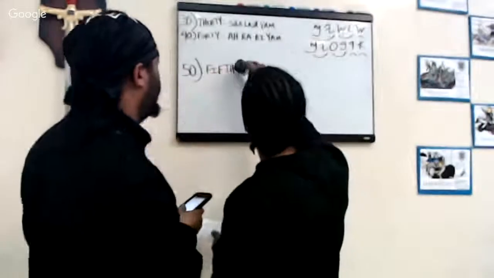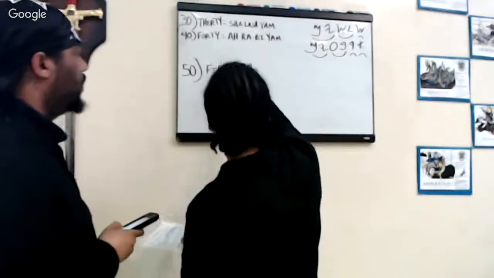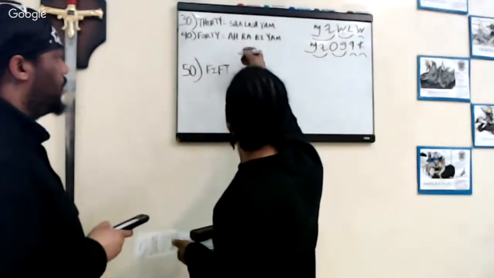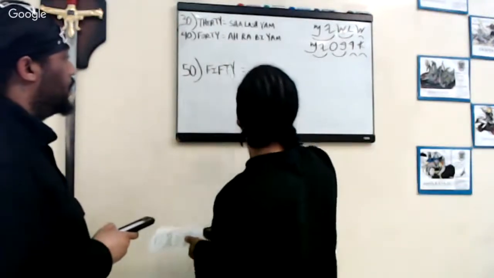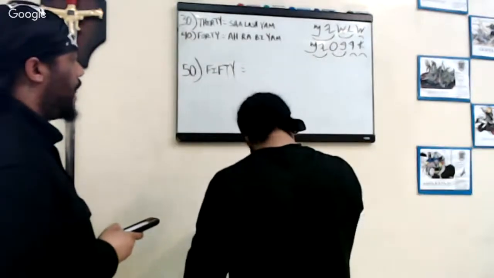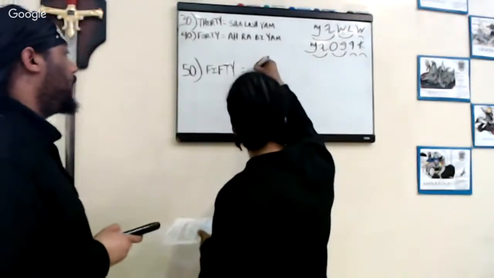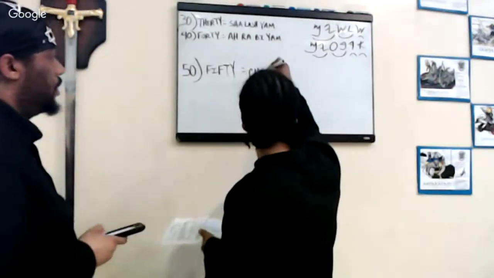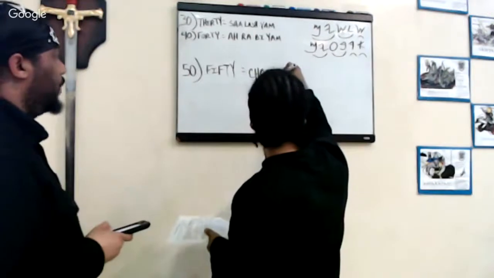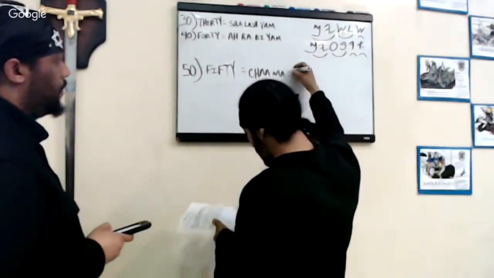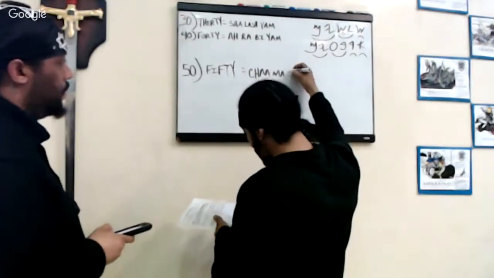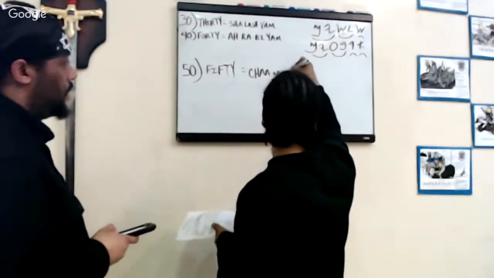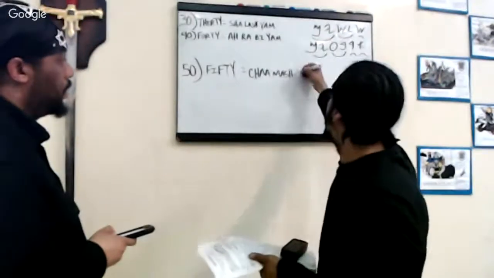F-I-F, right, erase the H. So 5 in Hebrew is what? Chamash. So 50 would be what? Chamashim.